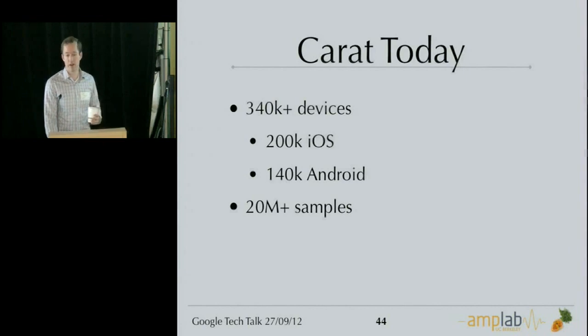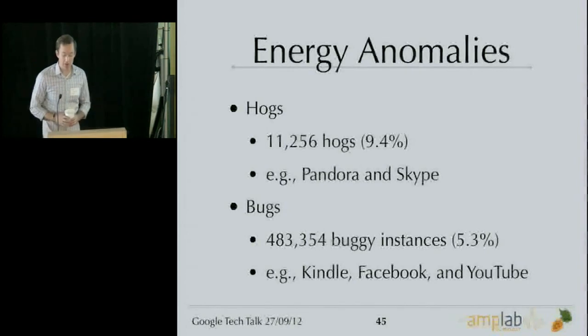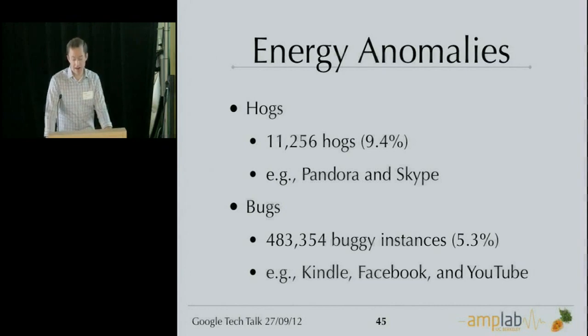And obviously, there's a lot more that we're finding in this data. So to give you a sense of what these numbers look like, what sort of energy anomalies we're seeing, about 9.4% of the reported apps qualify as energy hogs. This is about 11,000 apps. These include the ones that you might expect, like Pandora and Skype, things that use a lot of resources. But what's surprising is that some of the energy hogs are not apps that you would expect to be energy hogs. So, for example, there were a family of basically airline search-related apps, so you could check whether there were flights available and so on. They were using just far more energy than they ought to be using compared with other similar apps.